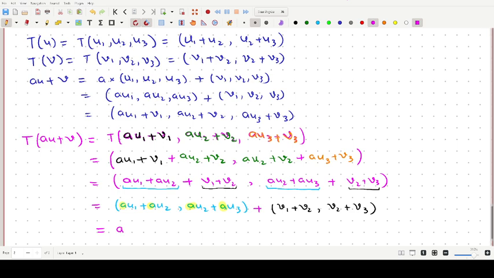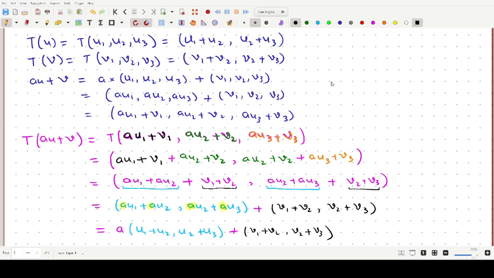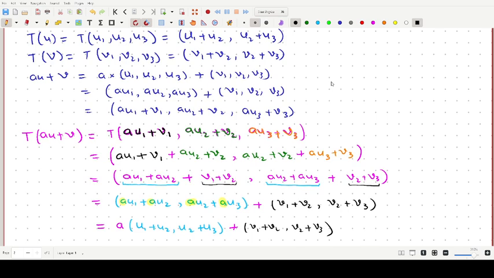That would give us A times, in sky blue, I'll write u1 plus u2, comma u2 plus u3, right? And then plus v1 plus v2, comma v2 plus v3, right? Okay, now I think we are done. What have we got here, right? So let's try to identify whether we have got the correct thing or not, whether this is A of Tu plus Tv or not, right?